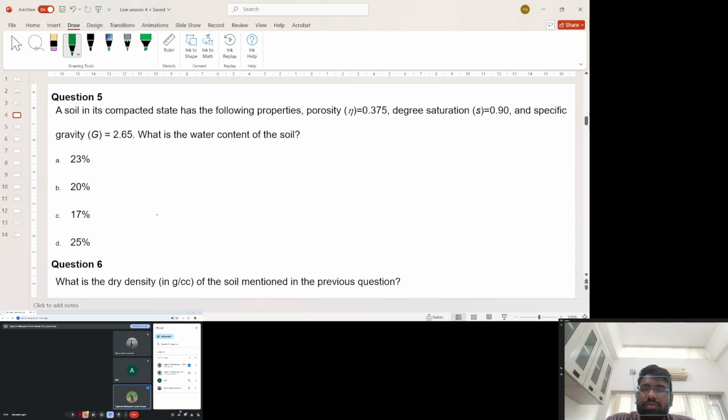The soil sample is being considered, which is prepared with a porosity of 37.5%, or in decimal 0.375, degree of saturation of 0.9, and specific gravity of 2.65. What is the gravimetric water content here?